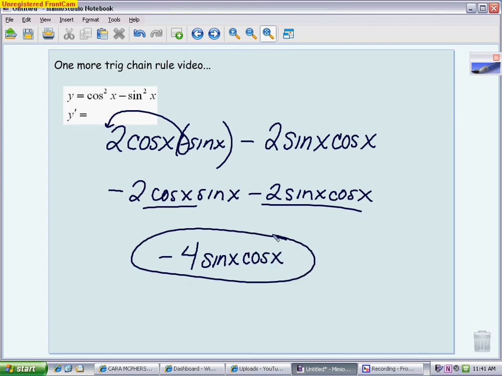If I would ask you to take another derivative of that, I'm not in this case, but you could see that you would have to do a product rule, but you would be working with basic trig functions, no powers, no different angles.